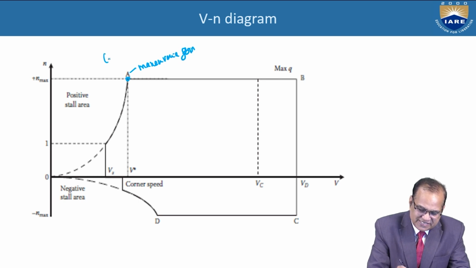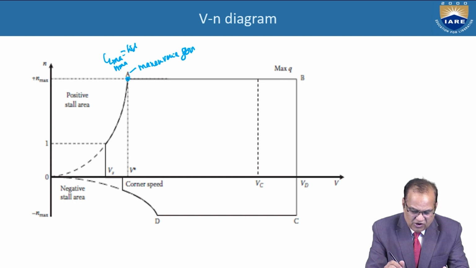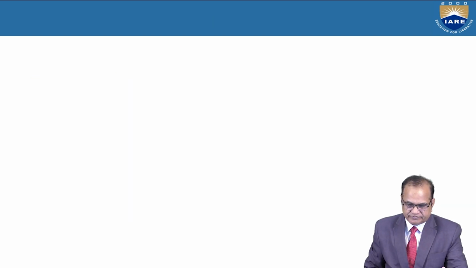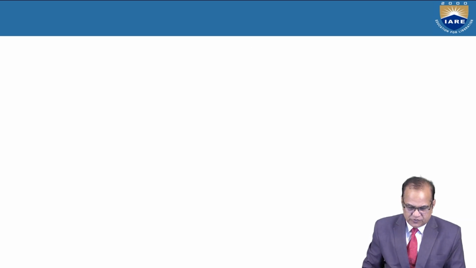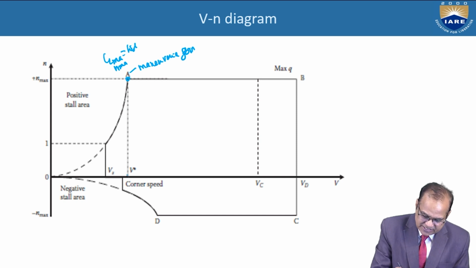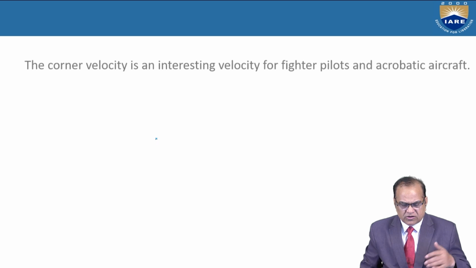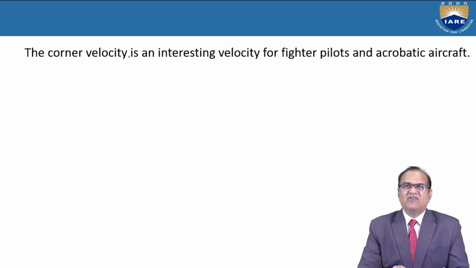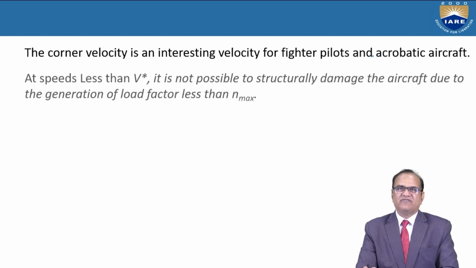Maneuvering point, here CL maximum is high and N maximum is also there. So this point, we have to be very cautious of. The corner velocity which we have seen in this diagram, this is the V star, that is the corner velocity. The corner velocity is an interesting velocity for fighter pilots and acrobatic aircraft.